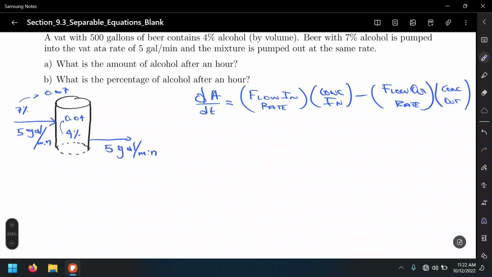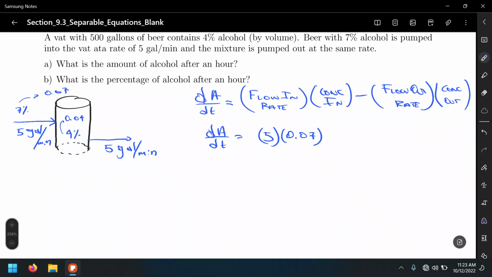So number one, flow-in rate. They're telling us the rate at which the 7% beer is coming in. It's 5 gallons per minute. Now the question here is, what's the concentration in? It's 7%, which is 0.07. And see the difference between the previous problem. In the previous problem, we only had water coming in without any solute within. This time we have water, well, that's the beer, water plus other things, the other components.